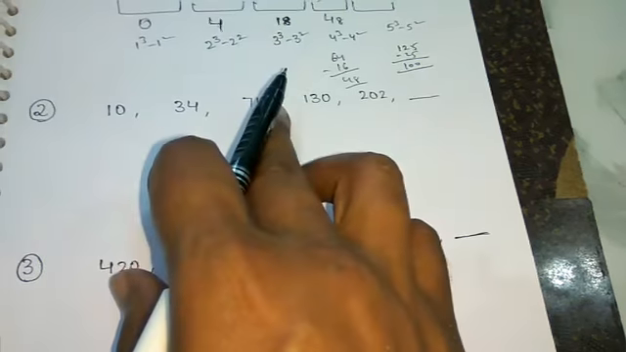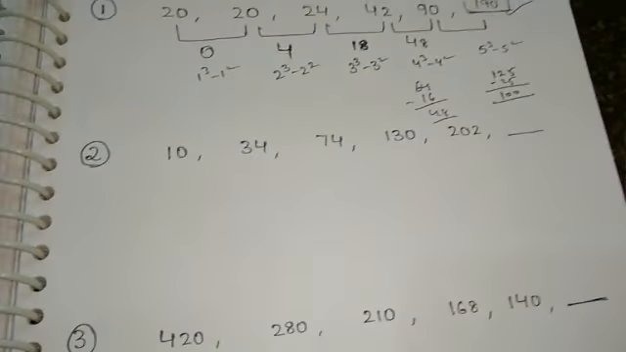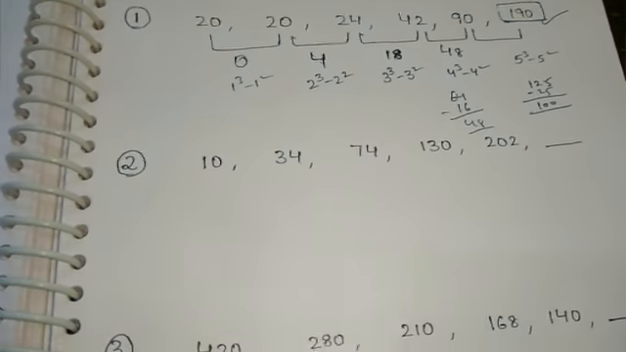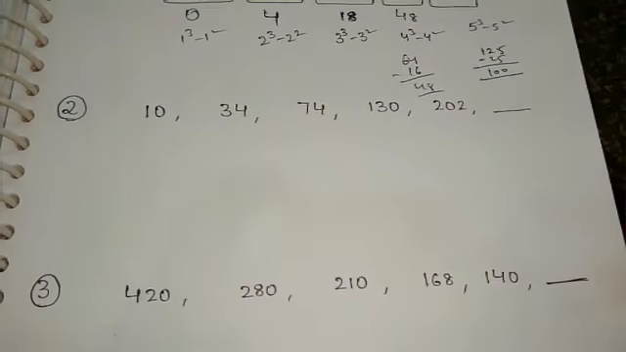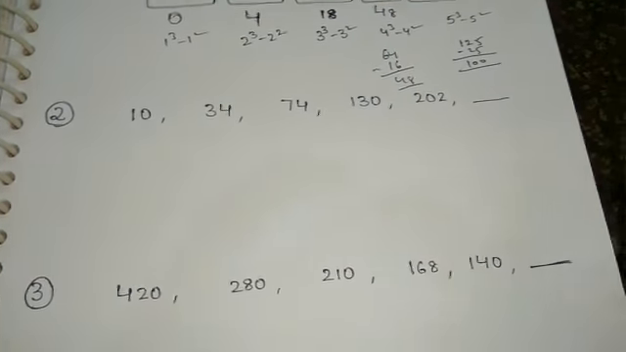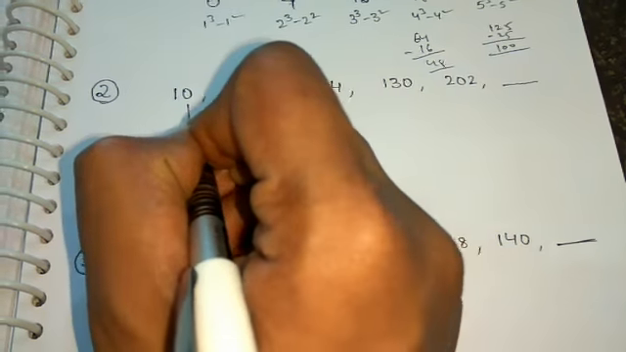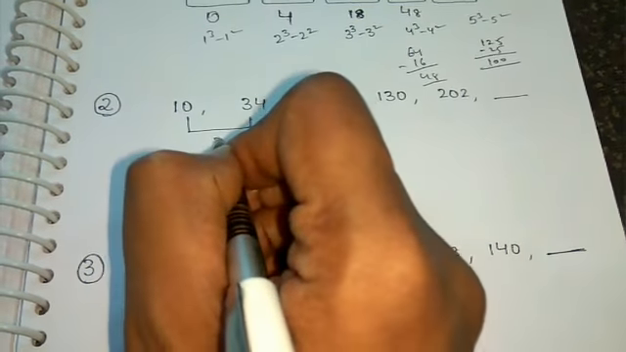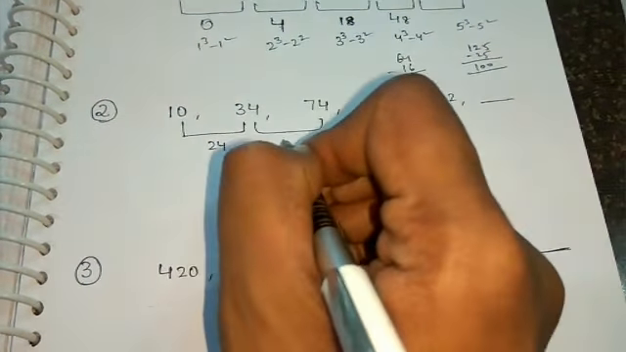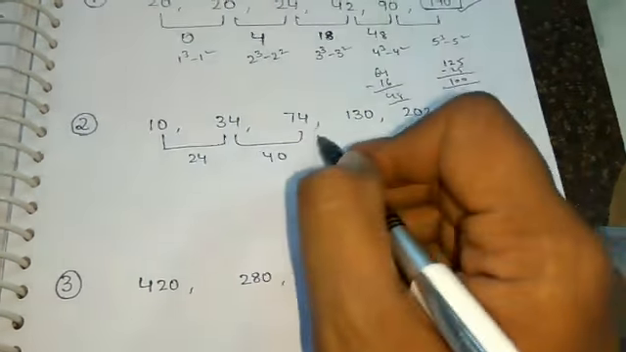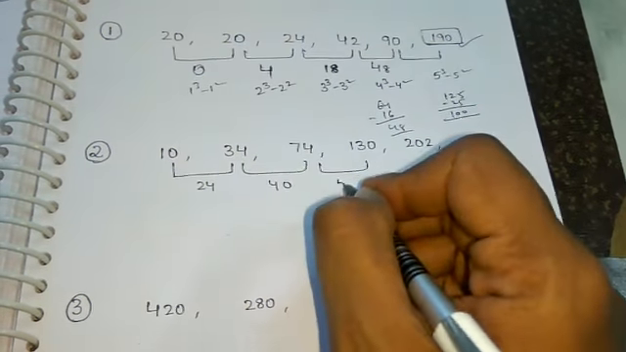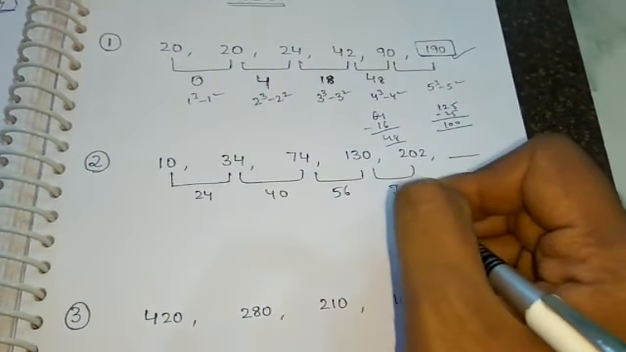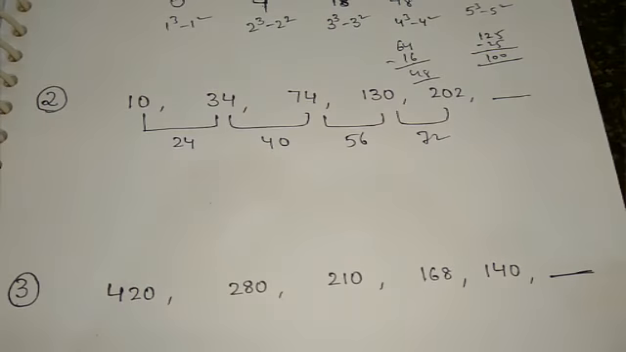10, 34, 74, 130, 202, and the next one is a question mark. So see here, what is happening here? We can't find any logic here. So what should we do? We should find the difference. The differences are 24, 40, 56, and the last one is 72. So see, we got the difference.